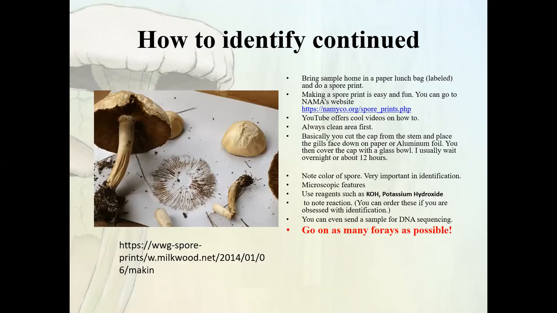How to identify, continued. Normally I was going to take you directly to that link so we could go step by step, but we have internet issues. You can go on this later, it's fun. Bring a sample home in a paper bag or a basket. You make a spore print, it's easy and fun. Basically, you just cut the cap away and put it on aluminum foil, or on white paper or black paper. Aluminum foil is good because if it's a white spore, it'll otherwise be hard to see.